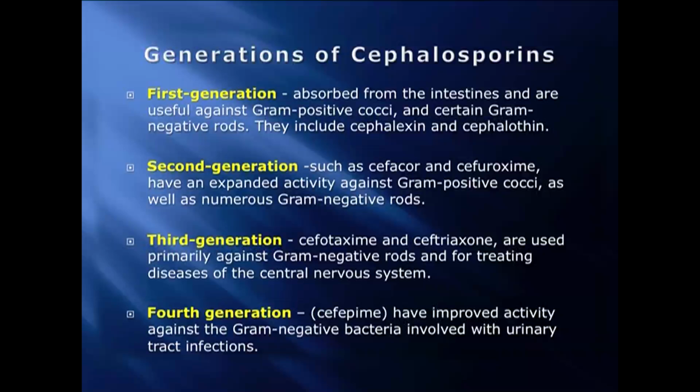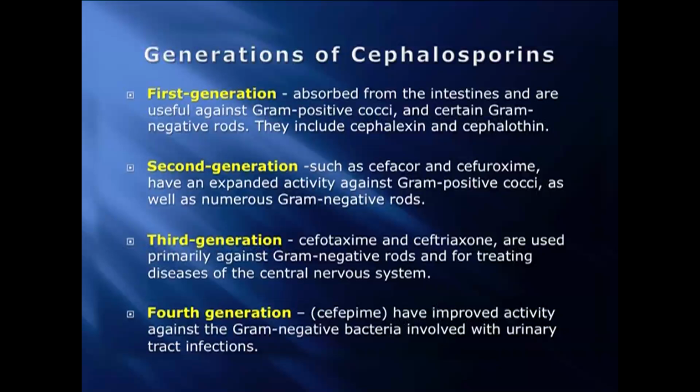The third generation of cephalosporin, which includes the very common name used today, cefotaxime, now acts against the gram-negative rods, and they are used for treating diseases of the central nervous system. And the fourth generation of the cephalosporin, which is cefepime, has improved activity against the gram-negative bacteria, which are mainly involved with urinary tract infection.